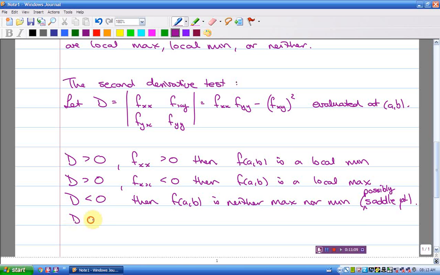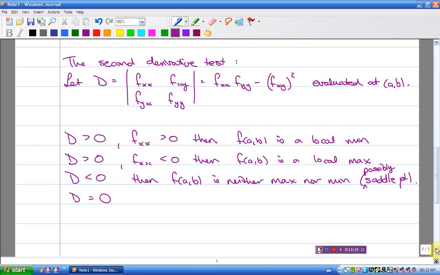If D is equal to 0, then that's not a nice result to get. It basically means it could be a max or a min, or neither. We don't actually know. We need to do further investigation. The stuff we've done so far is not good enough. We need more information. Chances are it's not a max or a min, but we can't be sure. We need to do something different.